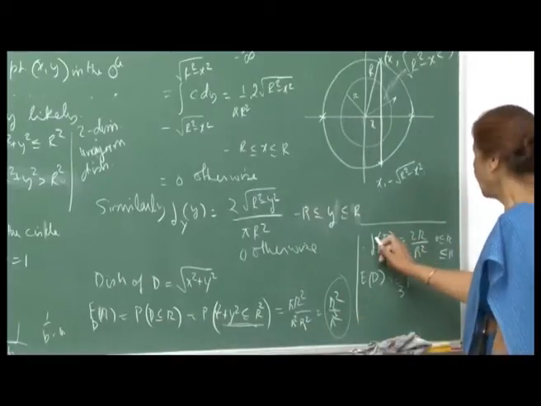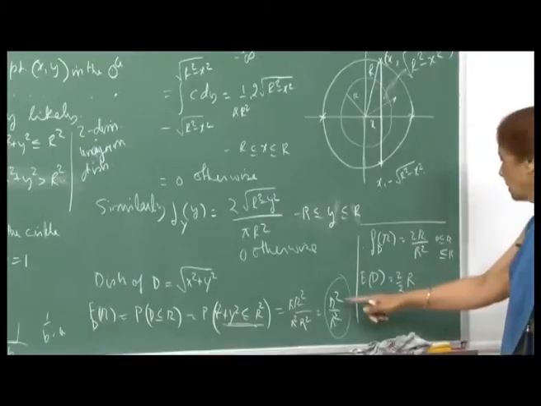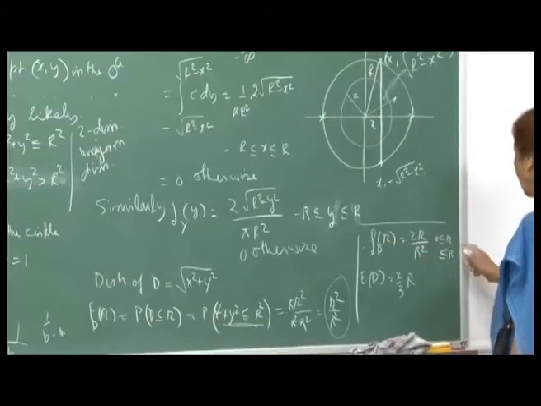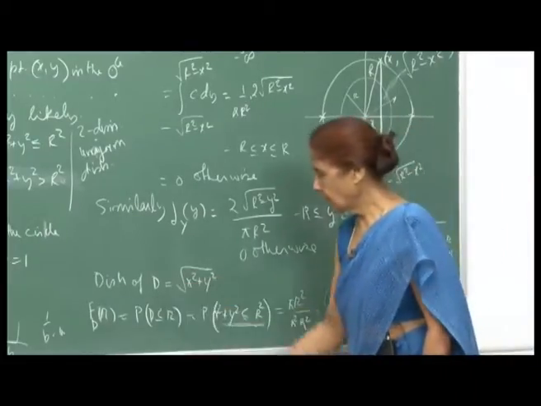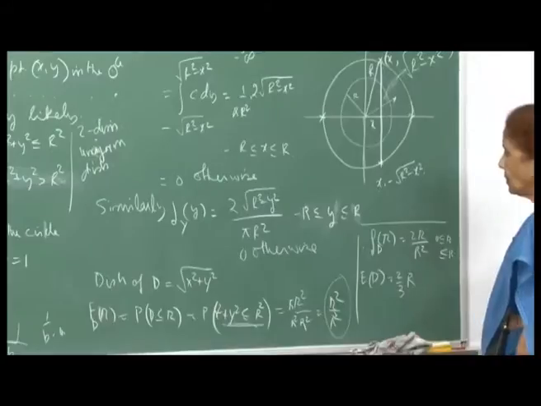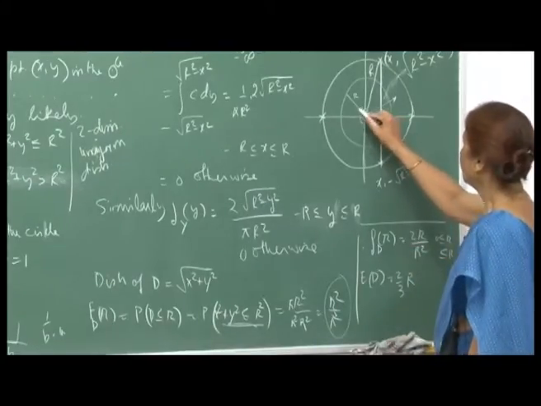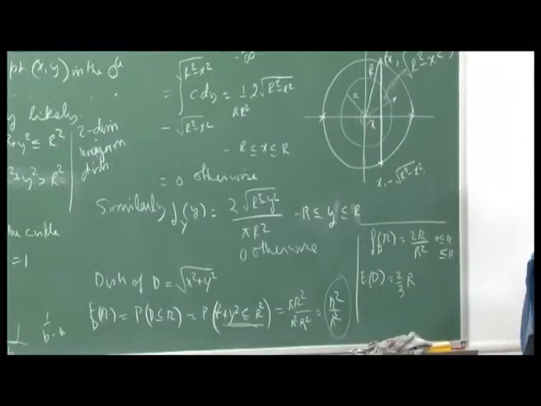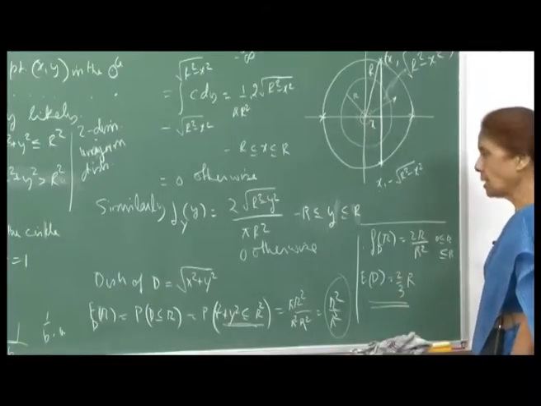Now if you want to find the PDF of d, you differentiate this with respect to small r. So it is 2r upon R square, with small r varying from 0 to capital R, because d is a non-negative random variable and the value of d will vary from 0 to R, since the point can go this way and this way, up to capital R. And similarly, you can find the expectation of d, which will be 2 by 3 R.